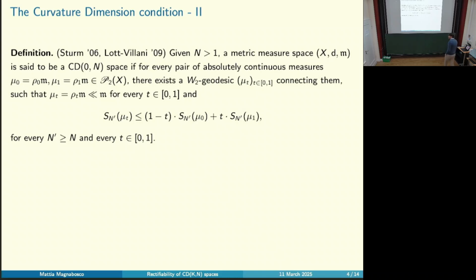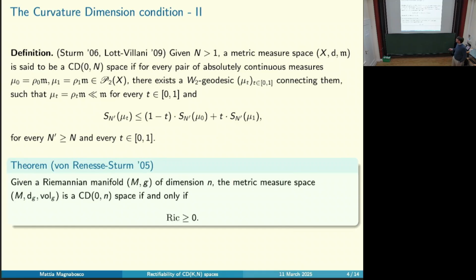This condition may seem a little weird, but in some sense it is the right one according to this theorem, which in its first form appeared in this paper by von Renesse and Sturm. This is a smooth theorem, and it basically says that given a Riemannian manifold of dimension N, then the associated metric measure space M with the Riemannian distance and the Riemannian measure is a CD(0,N) space if and only if the Ricci curvature tensor is greater than or equal to 0.